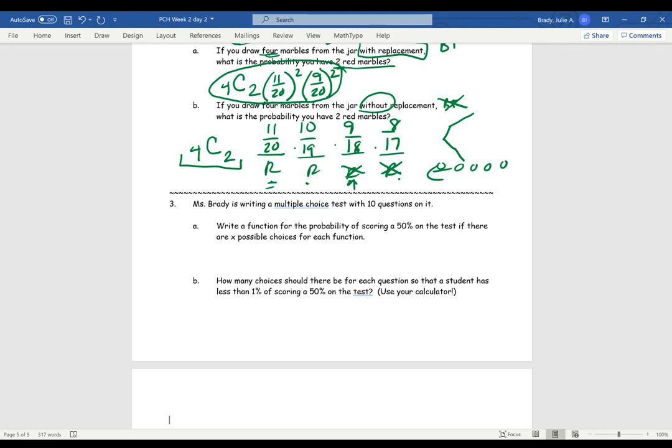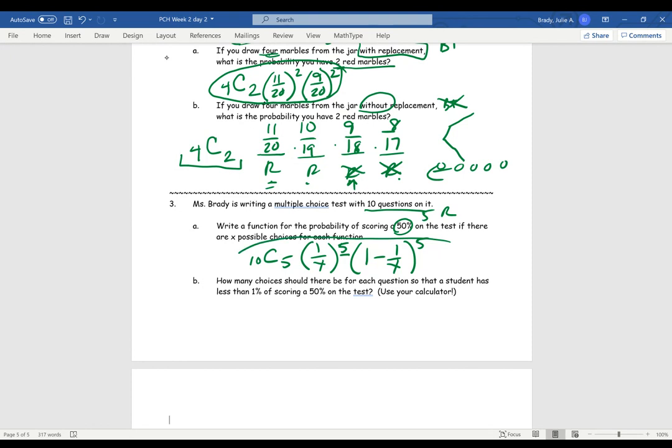Okay, so let's just write a function. It's a multiple choice test with 10 questions, so we're going to guess 10 times. I want to get 50%, which means I need 5 right. So I know my counter is 10 choose 5. My chance of getting a right one is 1 out of all my choices, and that has to happen 5 times. Guessing wrong is 1 minus 1 over x, and if I guess 5 right, I guess 5 wrong.